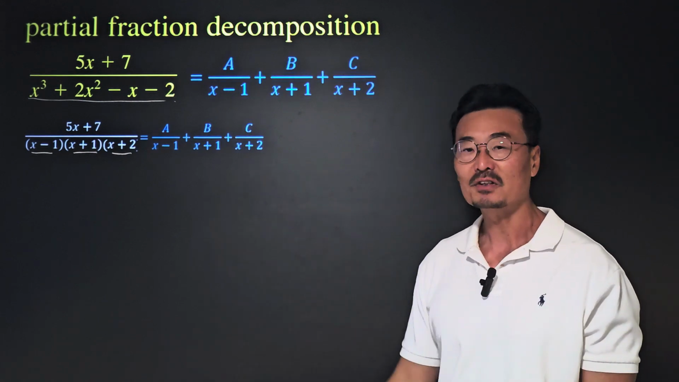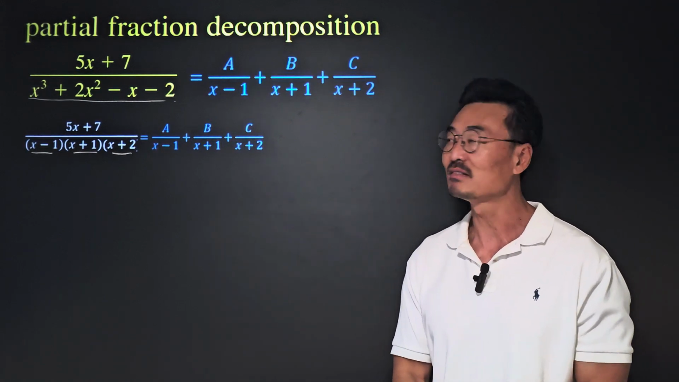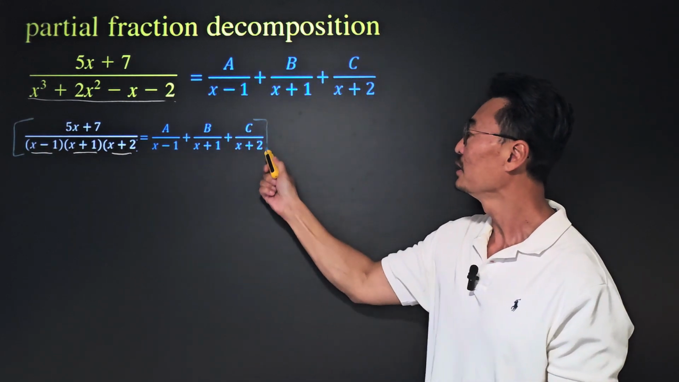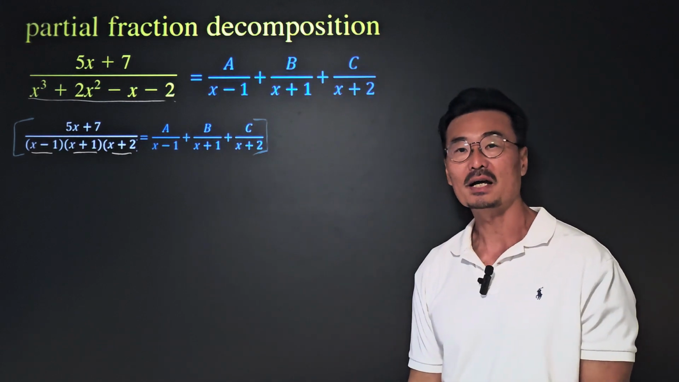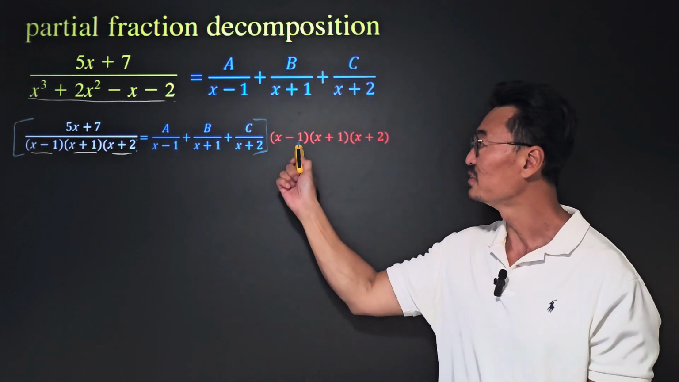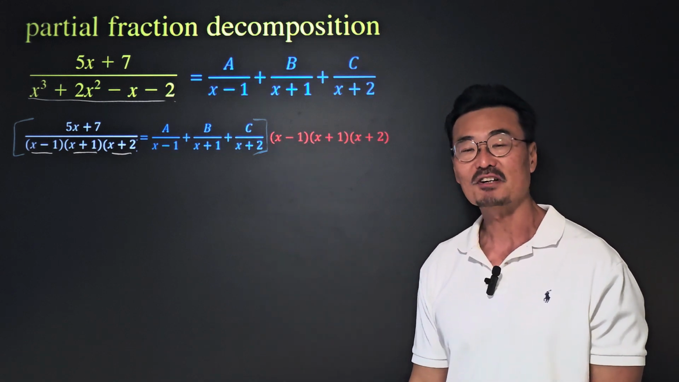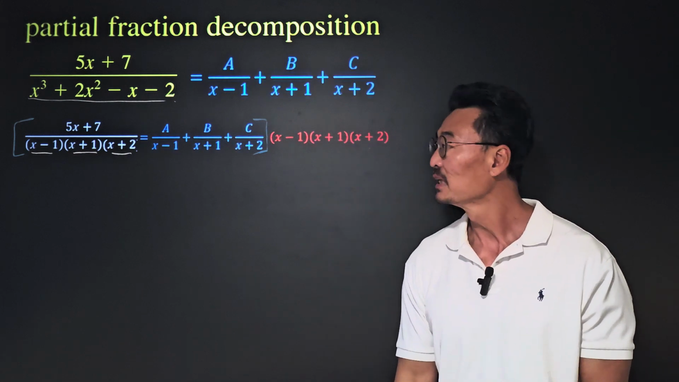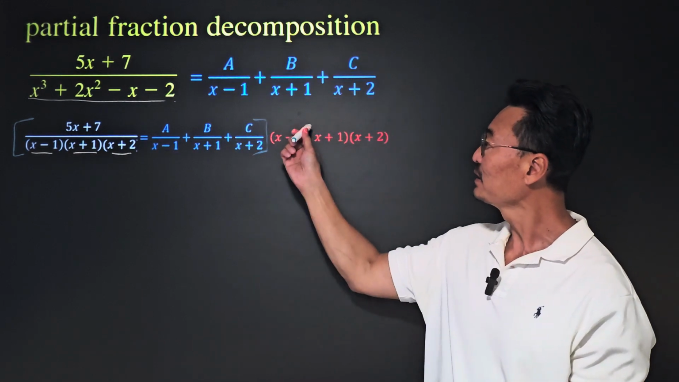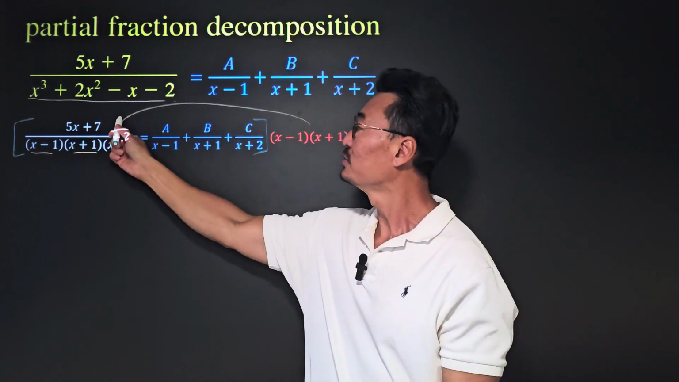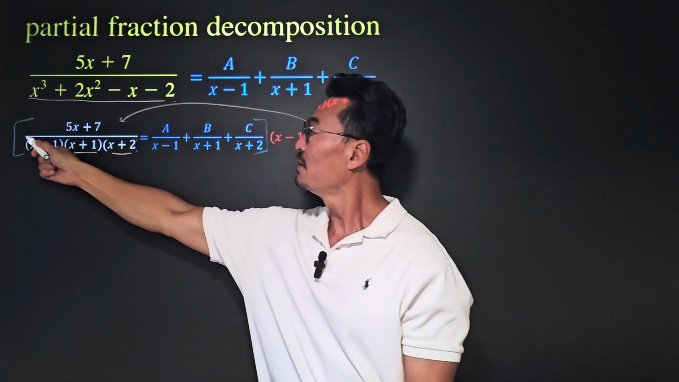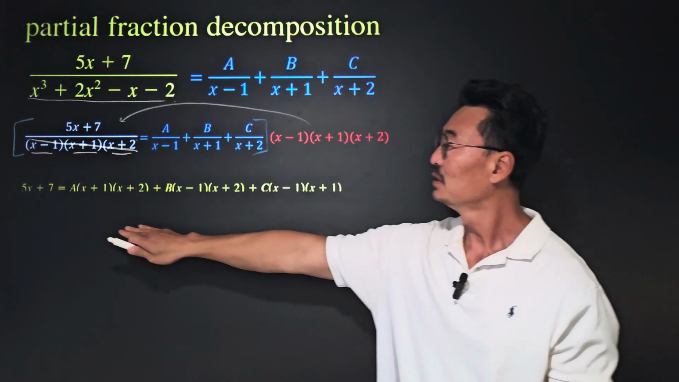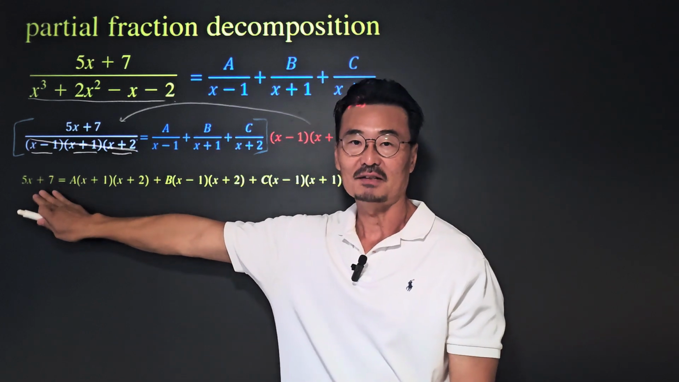And then to solve for the values of A, B, and C, we want to take this entire equation and multiply by the common denominator, which of course is x minus 1 times x plus 1 times x plus 2. So let's begin. If we multiply the common denominator to the left side of the equal sign, everything in the denominator gets canceled out and we're left with just 5x plus 7.